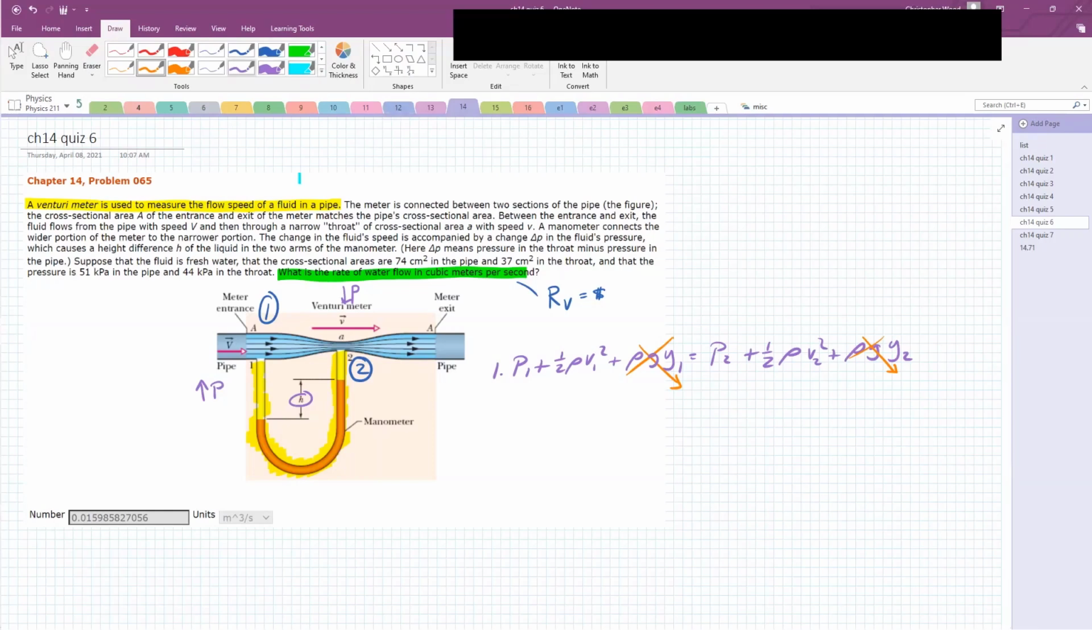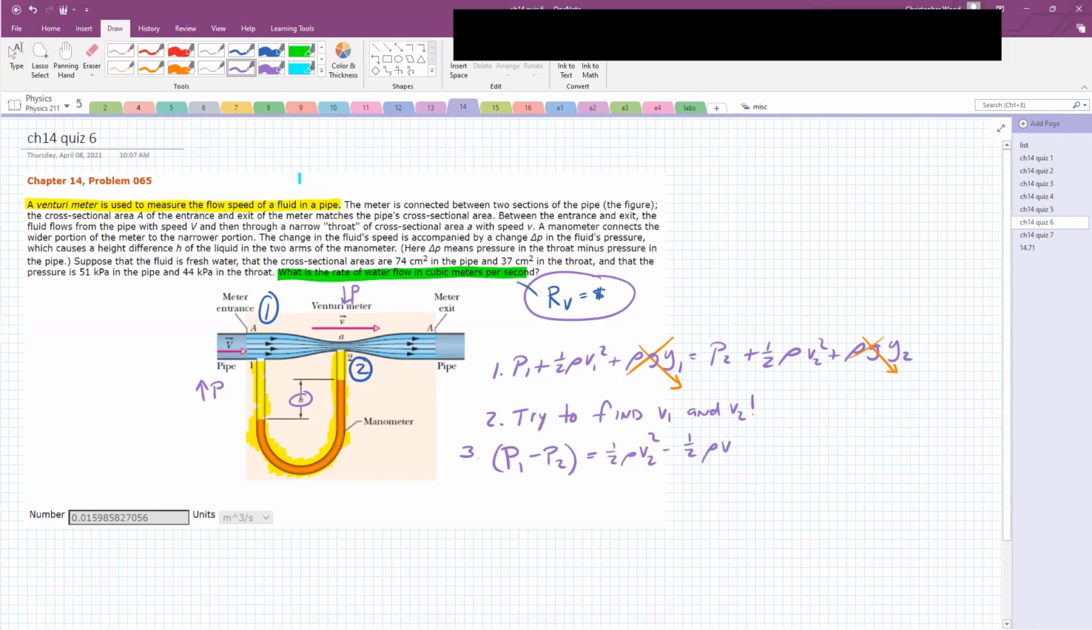So I guess my thinking is to go after velocity. Try to isolate and find V1 and/or V2, because if I can find V1 and/or V2, I'm going to be able to find the volume flow rate. So this is my strategy. I'm going to do P1 minus P2, because I know P1 is my greater pressure. So P1 minus P2, looking at equation number 1, equals 1/2 rho V2 squared minus 1/2 rho V1 squared. That's me just doing some pretty basic rearranging of step 1 there.